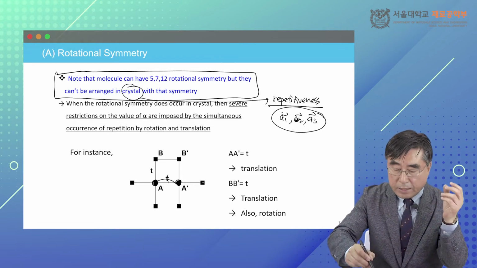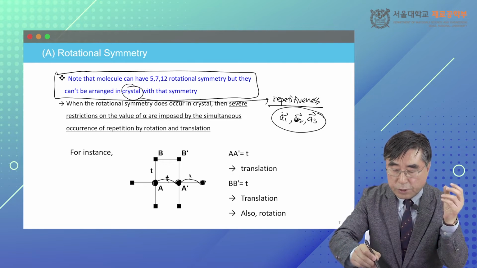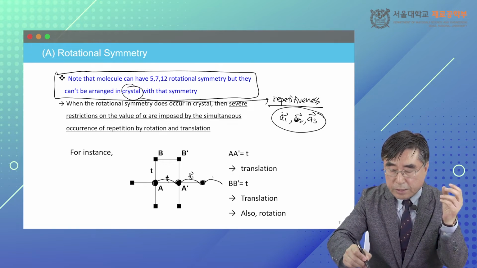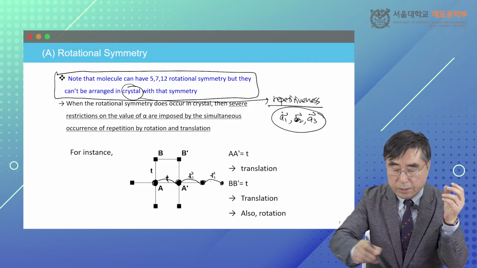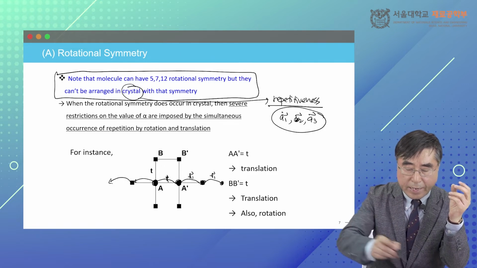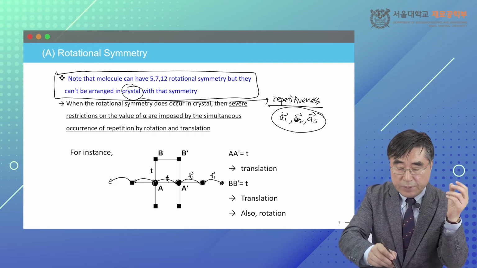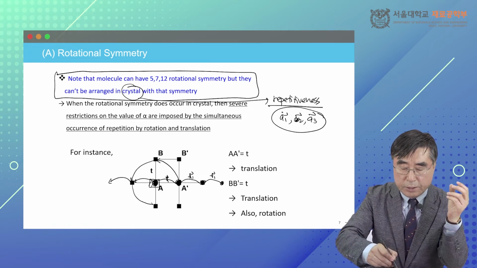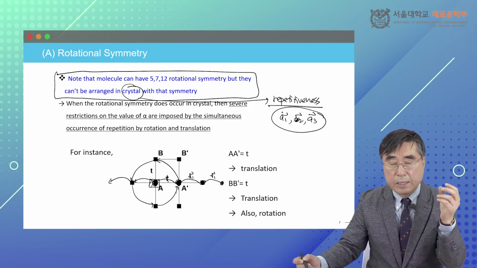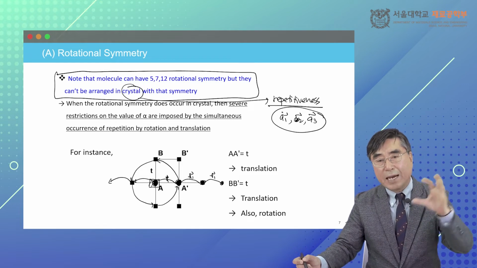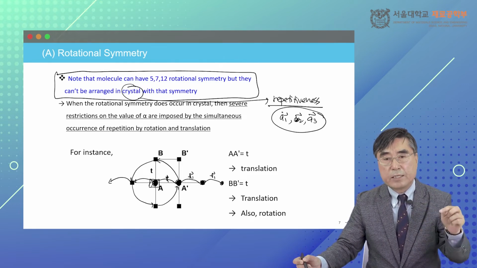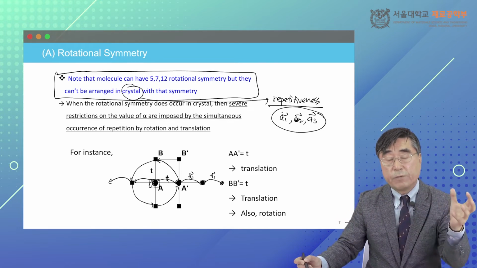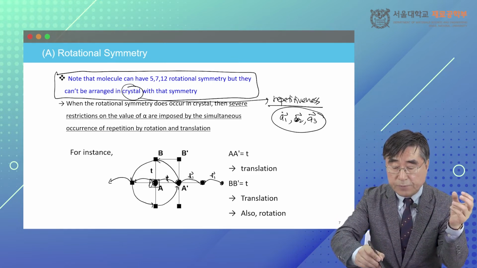It means that there is another lattice point with the T1 translation in this one, along the x-axis. Now, if this lattice point has four-fold symmetry, then this one has 90 degree rotation, 90 degree rotation, 90 degree rotation, 90 degree rotation. And the lattice point should be identical. So if any lattice point has four-fold symmetry, then all the lattice points should have four-fold symmetry. So this one also has four-fold symmetry.